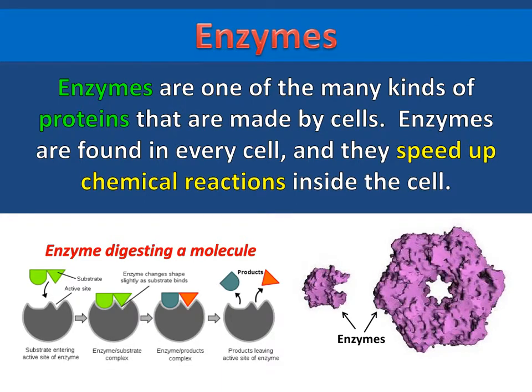Enzymes are one of the many kinds of proteins that are made by cells. Enzymes are found in every cell, and they speed up chemical reactions inside the cell. So question 3, enzymes are a form of what biomolecule? You're going to say proteins. They're a special type of protein.